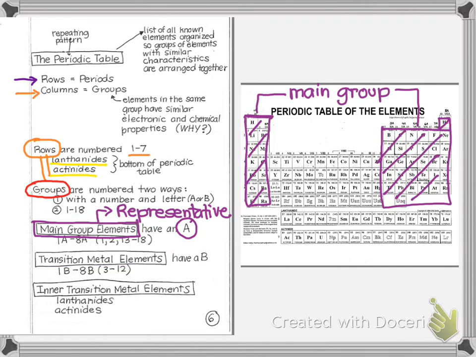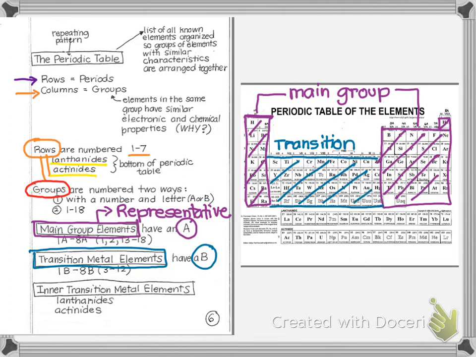Maybe I want to pick a more drastic color change. Okay, transition elements. So transition elements are the groups that have a B in front of them. And I always think B like bridge. There are B's on all of these here in the middle. So all of these in the middle are called your transition elements. Sometimes they're called transition metals. This one in the notes is transition metal elements. So sometimes people will just say transition metals or transition elements, either one. They're all in the middle.